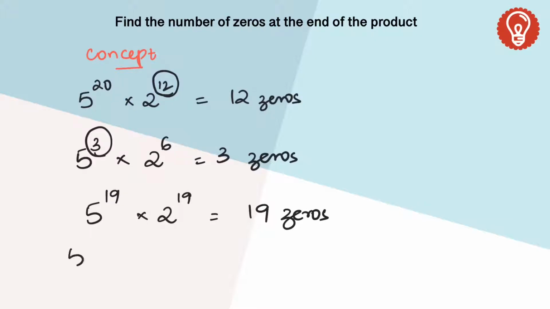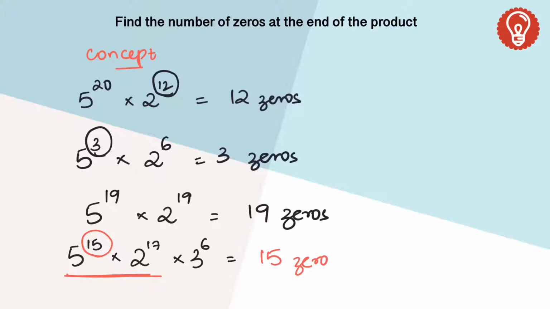Now let's say there is a situation where we have 5 power 15, 2 power 17 and 3 power 6 also. Now to find the number of zeros, we need to focus only on the number of 5s and 2s, because only a 5 and 2 can give us 0. The smallest among these is 15, so we get 15 zeros at the end of the product.